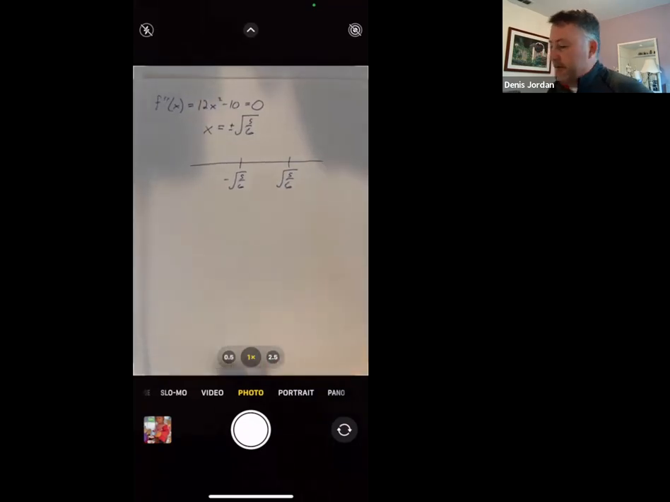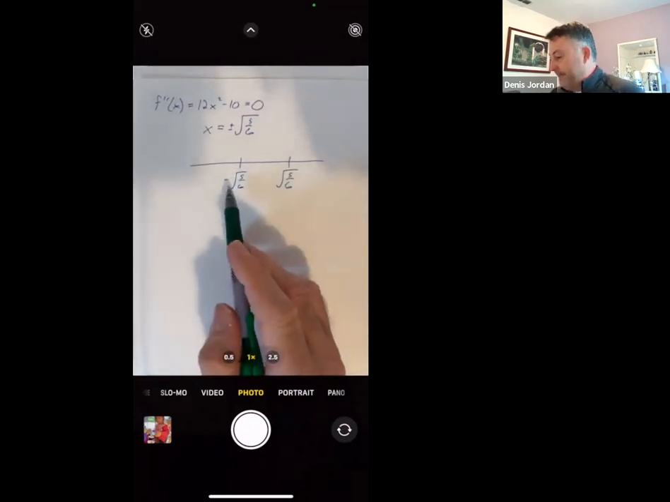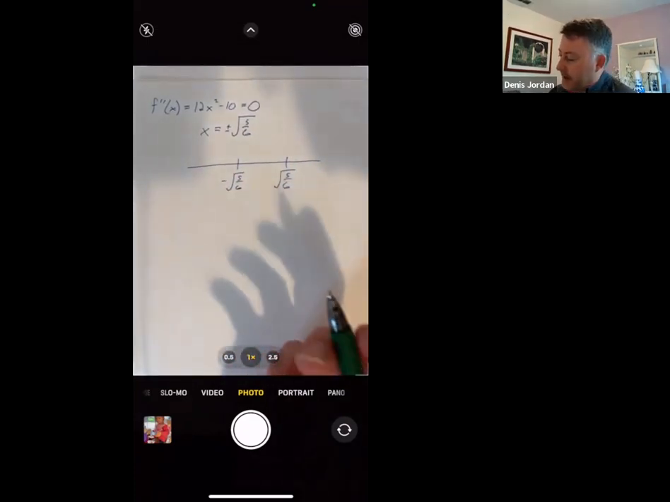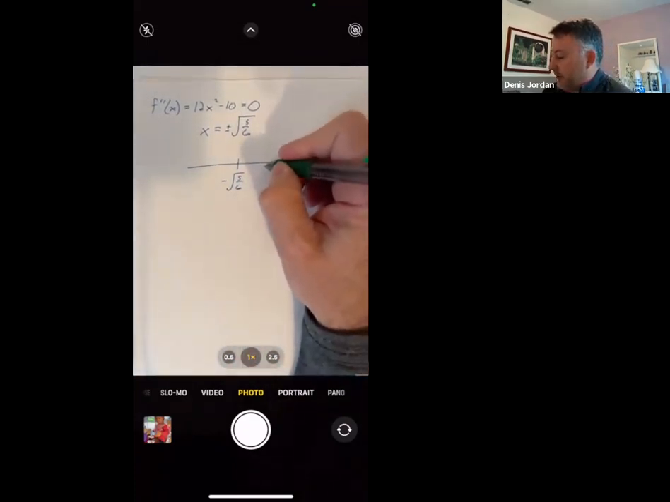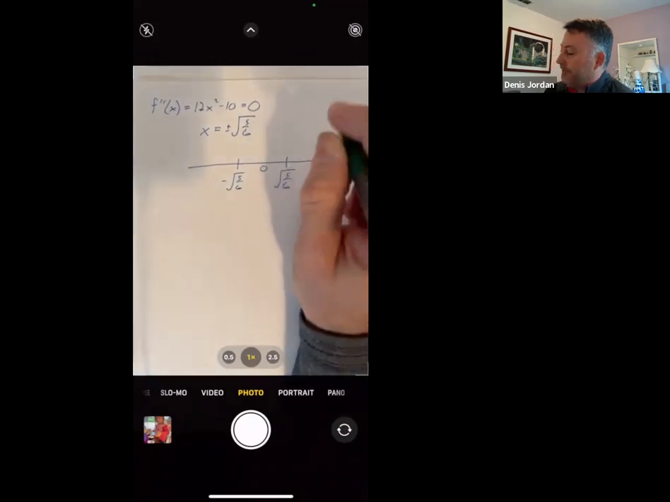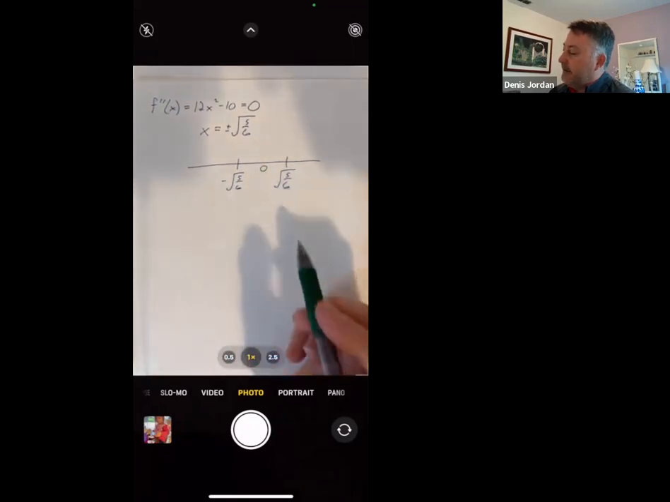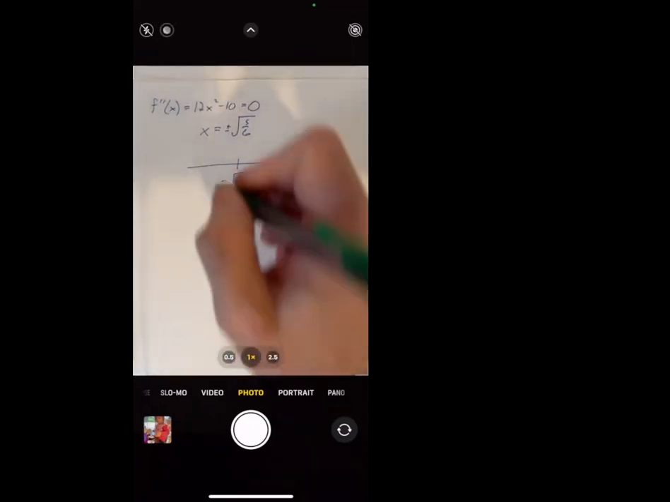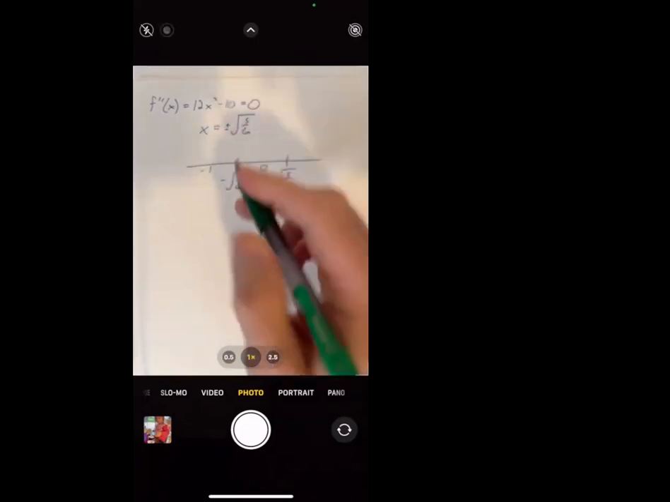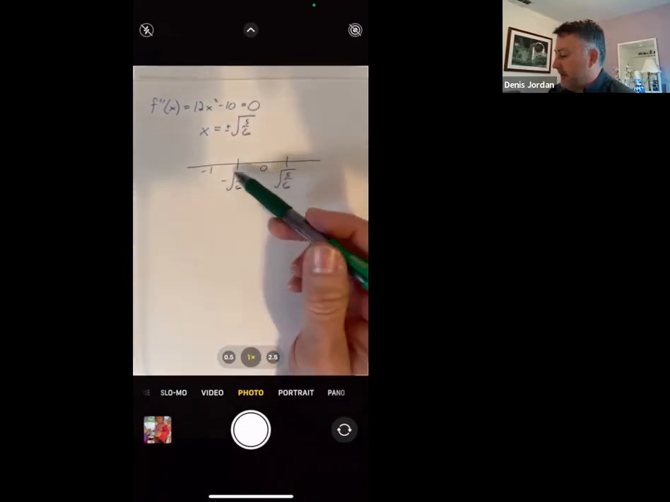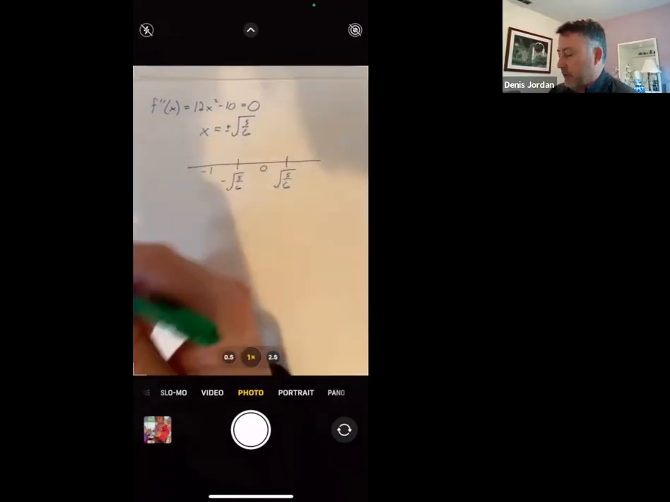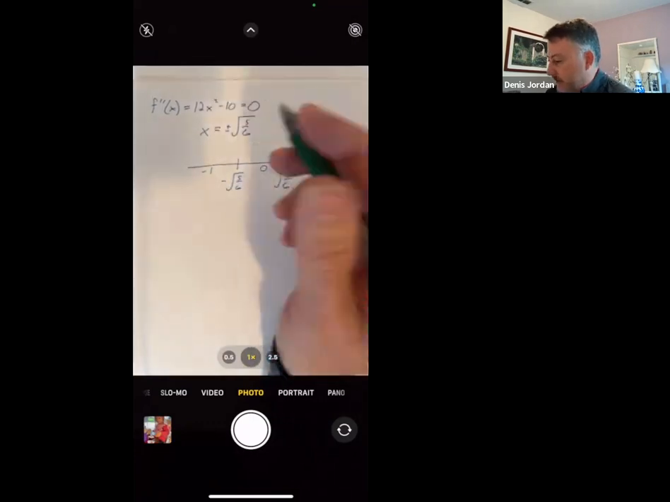So you can set up another sign chart, this time with the second derivative. So you got to choose your test numbers again. In between them, we can go with 0. What do you want on the ends? -1 and 1. Okay. If you're not sure whether -1 is smaller than this, then just make it more negative. So you can go like -10 or something.